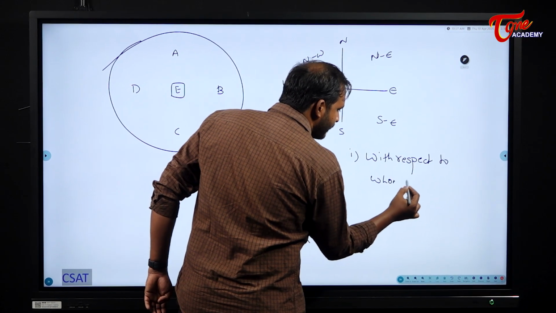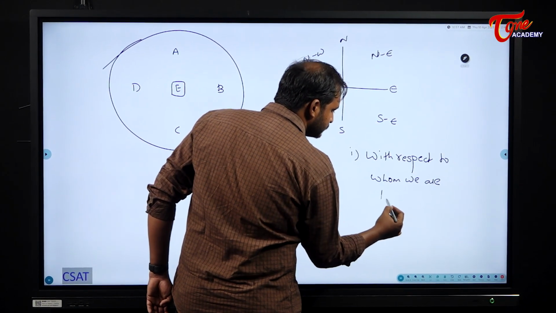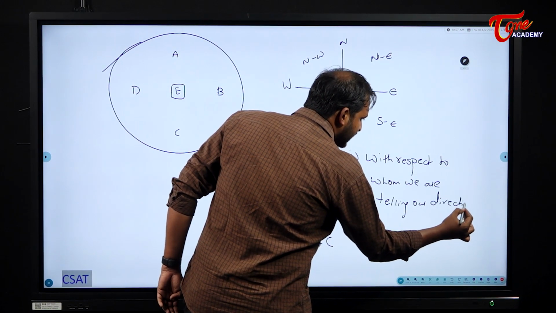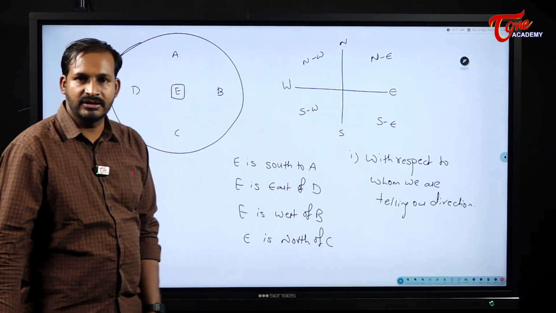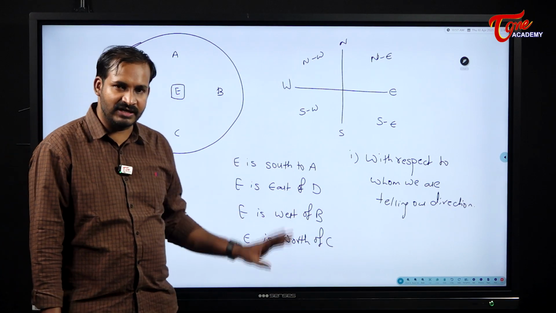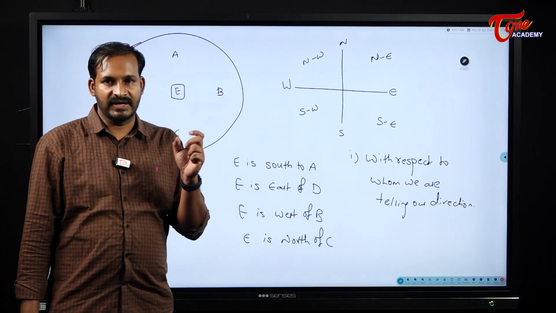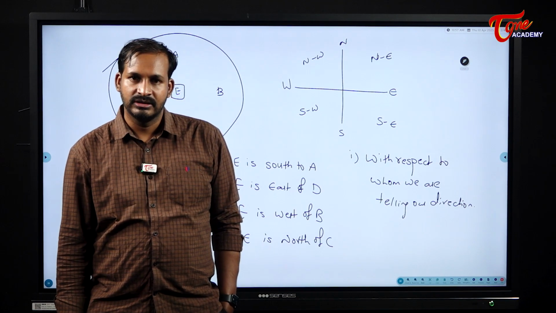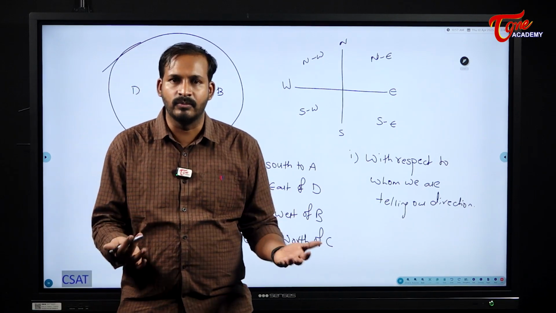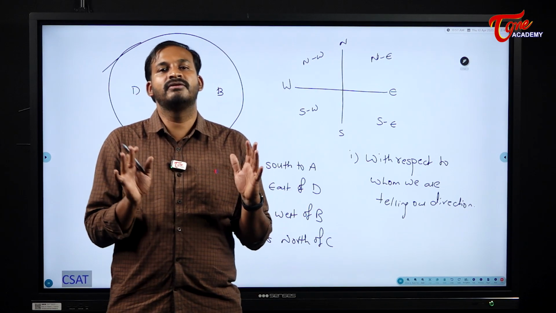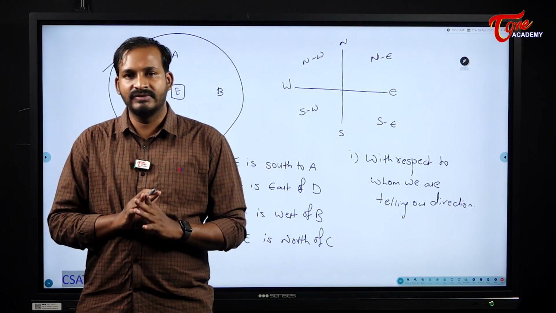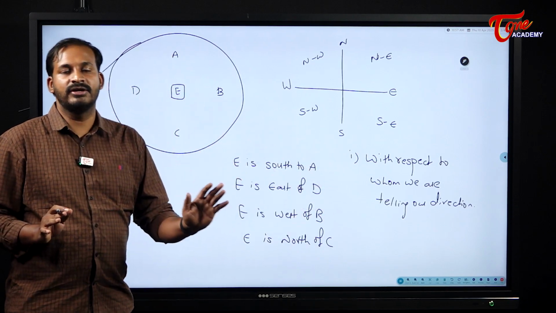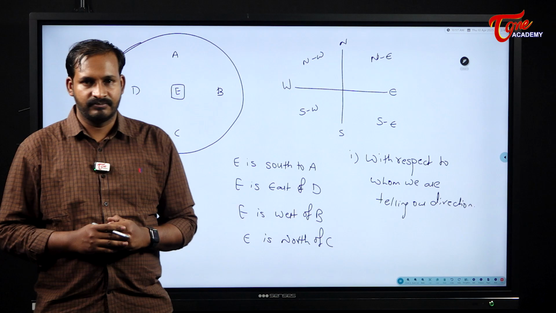Why? Because from person to person the direction may vary. From person to person the direction may vary. So, definitely we always need to tell it. For example, I cannot say simply that E is to the west, or E is to the south. West of whom, south of whom, definitely we need to mention. Then only we will have a clear idea; else we cannot say it in a random manner. So, with respect to a person, we need to decide the direction.